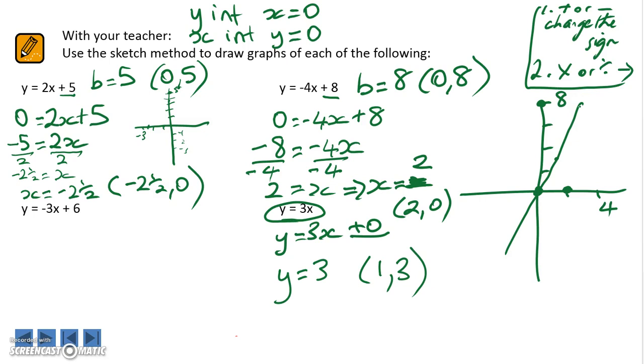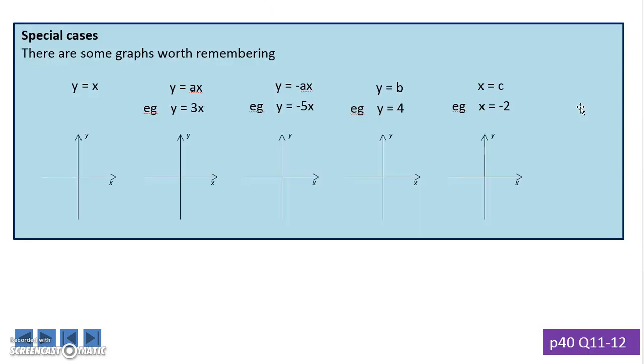So there are a few exceptions. Let's go through those exceptions now. The special cases. There are some graphs worth remembering. Okay, so let's look at these special exceptions. y equals x. That means if x equals 1, y is going to equal 1. If x is equal to 2, y will equal 2. So it might look, if you were plotting the points, something like that. And then you would draw your line through it.